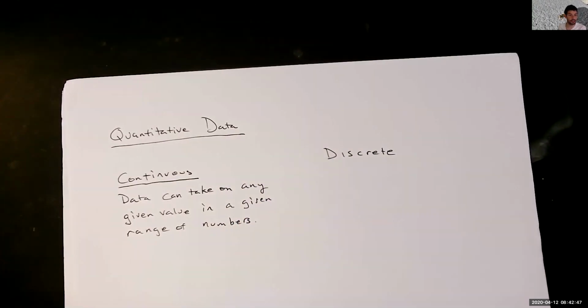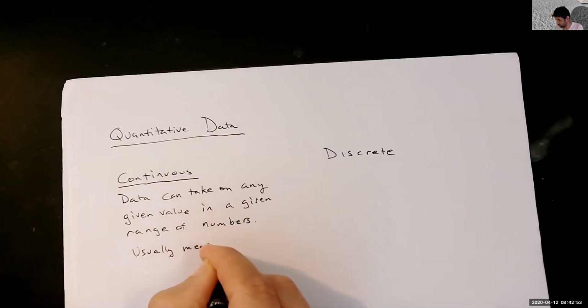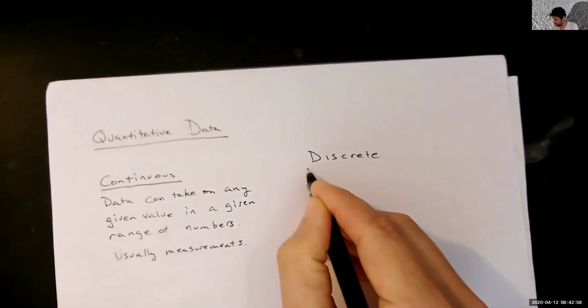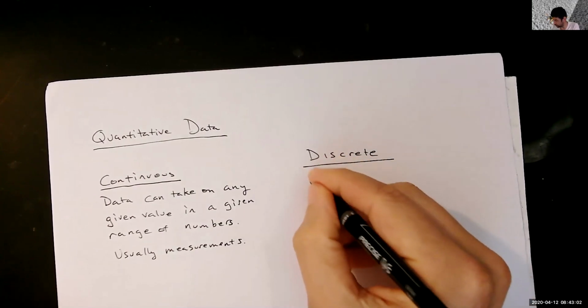Okay, these are usually measurements. I'll give some examples in a second. Let's define discrete data and then compare the two. It's usually easier to tell these two apart in comparison.